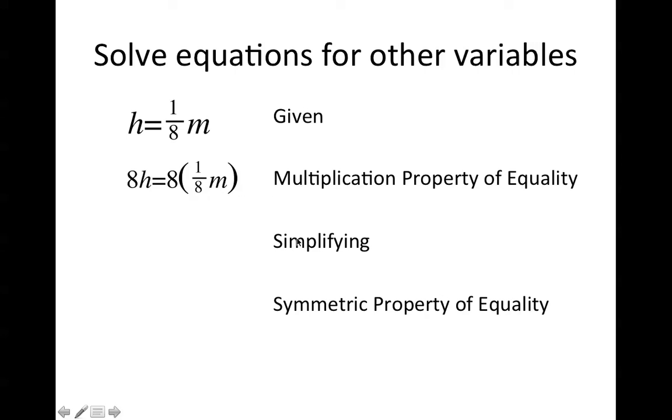Next step is to simplify. 8 times 1/8 is 1, so on this side what will we have? Just m. On this side we will still have 8h. The new equation is 8h equals m. One more step, use the symmetric property of equality to reverse the two sides. Did you write this? Good.